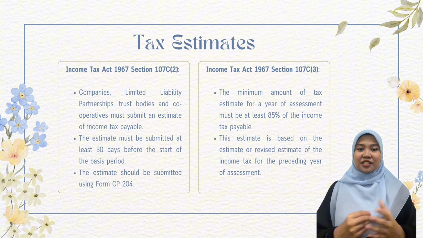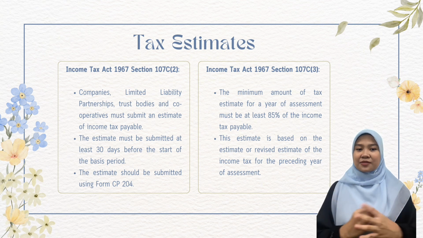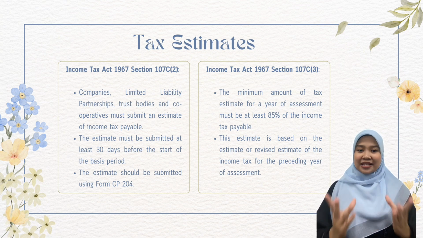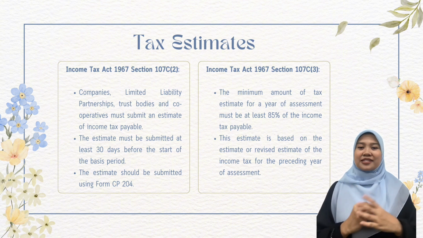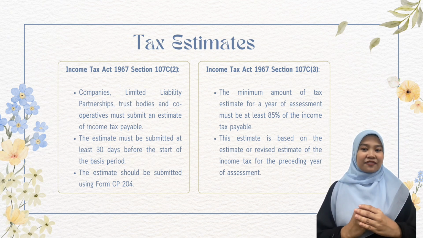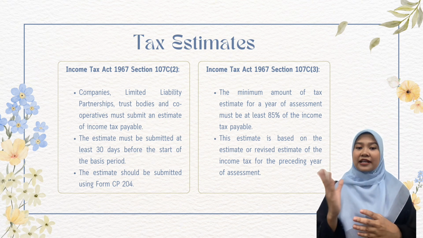The estimated tax payable, as reported on the form, must not be less than the estimate or revised estimate of the tax payable for the preceding year of assessment. Next is Income Tax Act 1967 Section 107C(3), which provides that the minimum amount of the tax estimate for a year of assessment must be at least 85% of the income tax payable. And this estimate is also based on the estimate or revised estimate of the income tax for the preceding year of assessment.